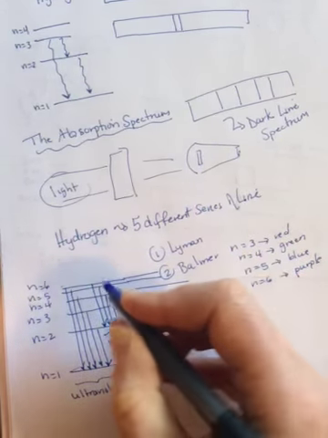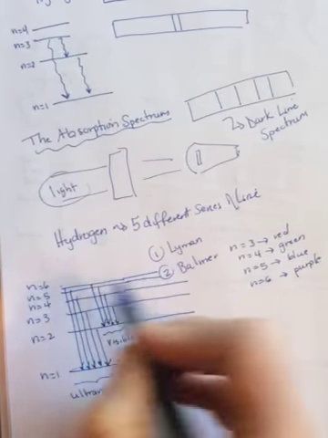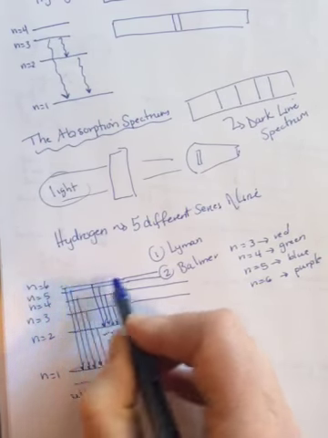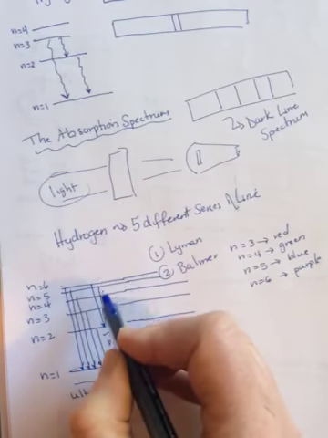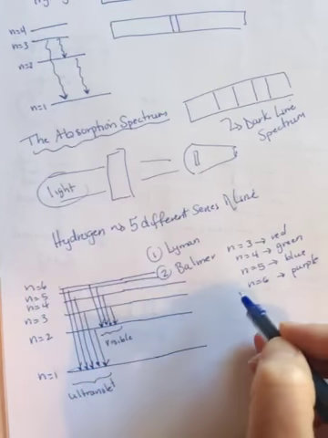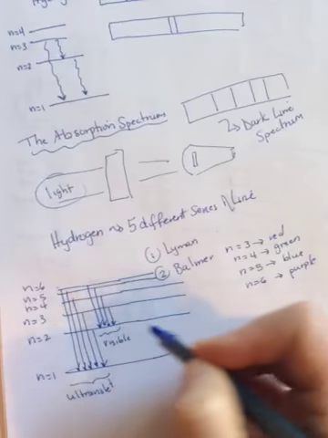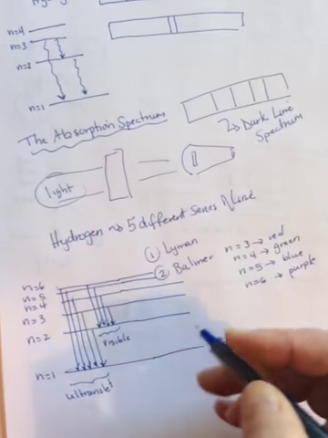So I say n equals 6, but like n equals 7 would also give you purple, because remember, they're going to get really close up here. And so there's not going to be a big difference. So anything above 6 is going to be in that purple line. Okay, so that's the Balmer series.